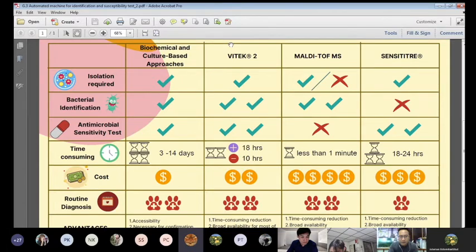Any more questions? May I ask a question? Okay. Act as a veterinarian. If you would like to send a sample for identification and AST of the bacteria, which one will you select for your case, for your patients?